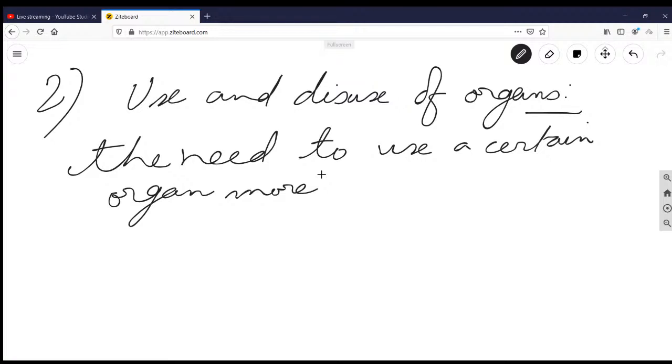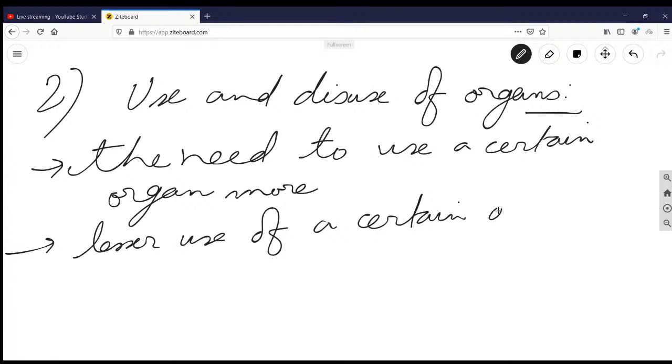And also that new need will lead to the disuse, or lesser use, of a certain organ. Some organs will be used more, some of the organs will be used less. That is what he meant. So both things would occur simultaneously. So this use and disuse of organs would have a consequence. What kind of consequence? It will affect the form, structure and functioning of both the organs which are being used majorly and being used very little.